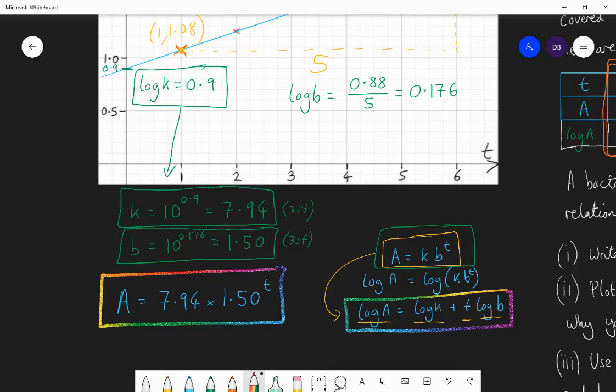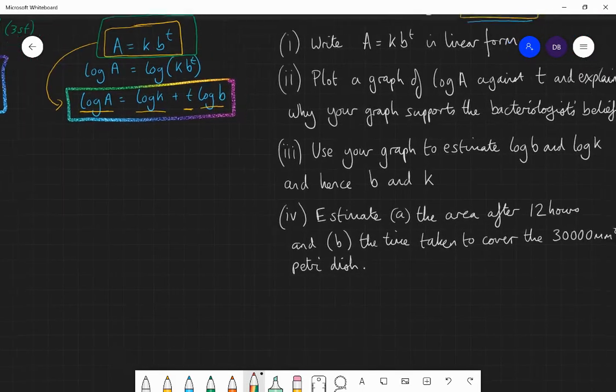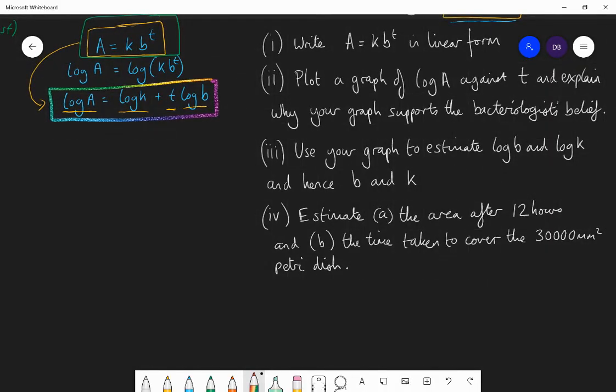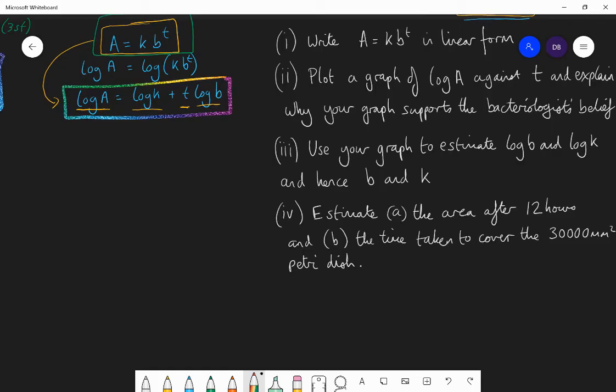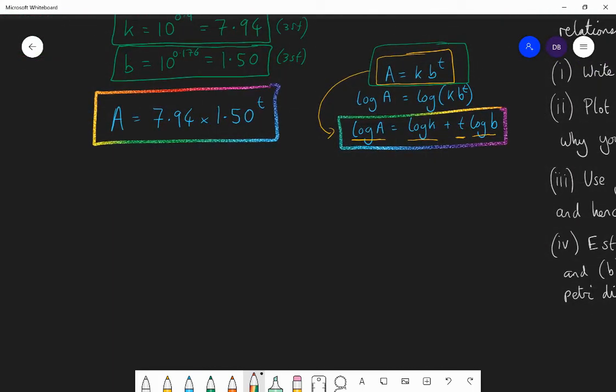Okay, so now we're going to use that for the next part. So estimate the area after 12 hours. Okay, well that's relatively simple. We've got an equation. So area equals 7.94 times 1.50 to the power of t. So when t is 12, the area is equal to 7.94 times 1.50 to the power of 12. So this is, again, remember this is an estimate because we've done some estimations to create these relationships, and that gives us 1,030 millimeters squared to 3 significant figures.